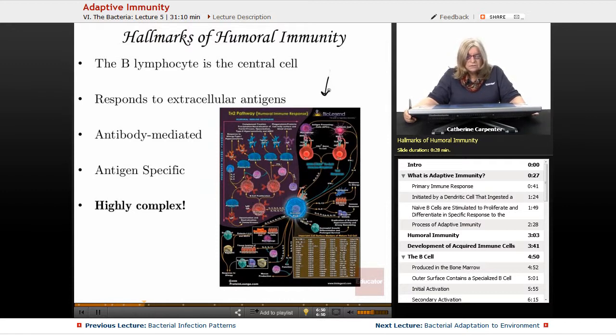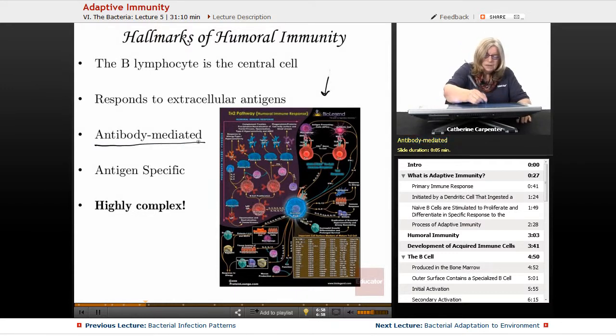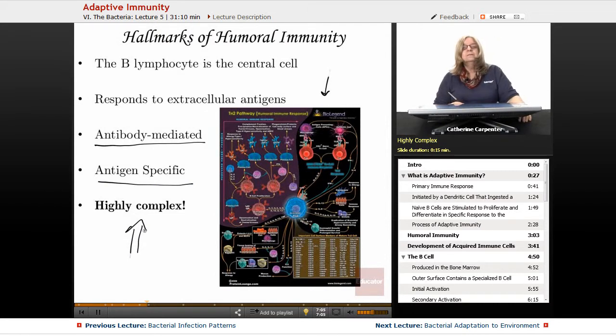So the B lymphocyte is the central cell. It responds to these extracellular antigens. It's antibody mediated, it's antigen specific, and most importantly, it's highly complex. So in this course, we've tried to take this complexity and explain it in a way that it becomes very clear and, most importantly, very easy to remember.